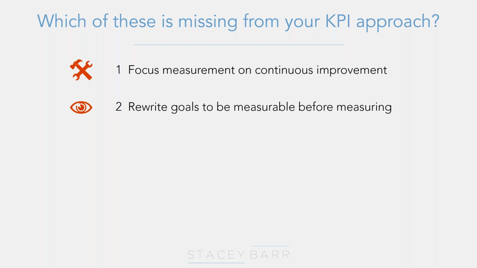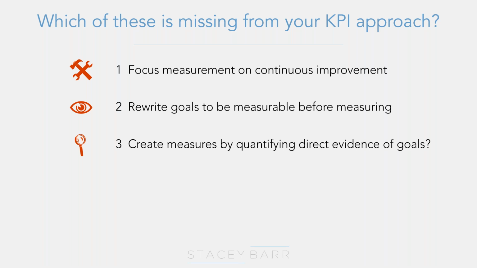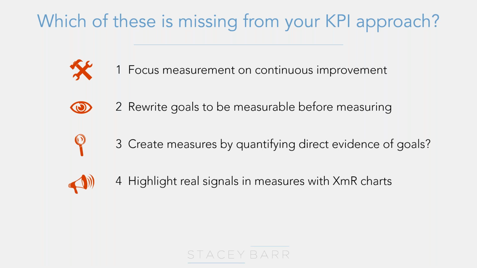Third is that we create measures not by brainstorming, but by agreeing the evidence that will convince us our goals are happening. And then we quantify that evidence so we can track it over time. I think this is one of the most powerful aspects of PuMP, that you're able to clearly agree on the convincing evidence of your result.